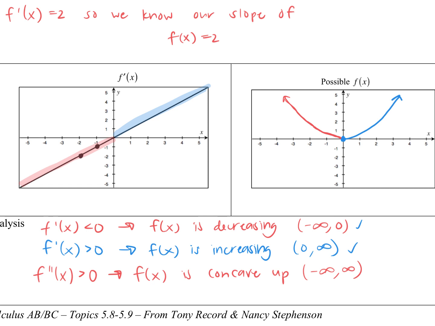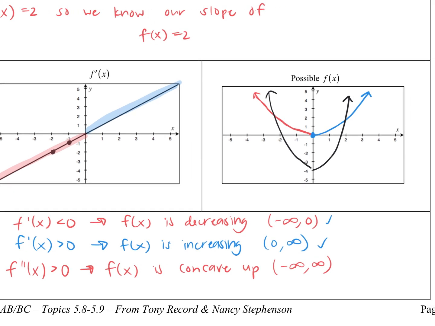I couldn't have shifted my graph over to the right or to the left. I could have had it go down further. So for example, I could have had my graph go like this and then up, right? Because it's still changing from decreasing to increasing at x equals 0. But again, this is just a possible function f of x. It doesn't give us the exact function, okay?